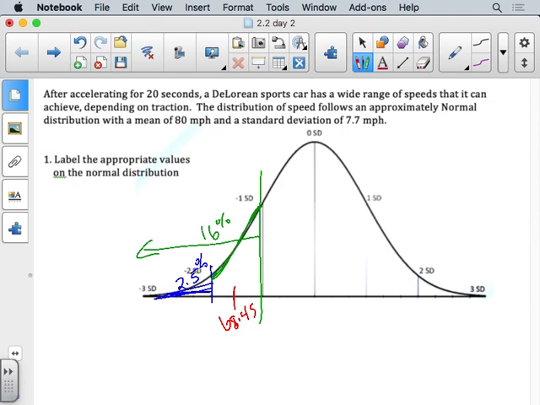So right now, you shouldn't have been able to get number 5. That's what we're going to do today. For number 5, you could have got a good guess, maybe something around 8 to 10%. But how do we actually get that?